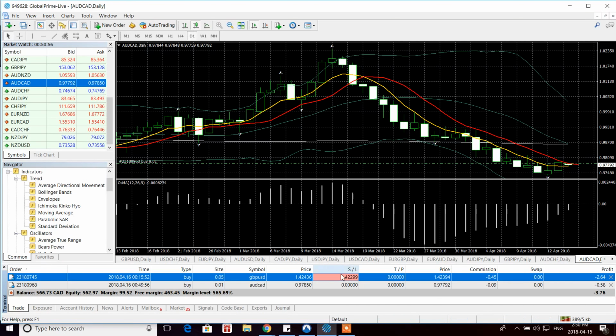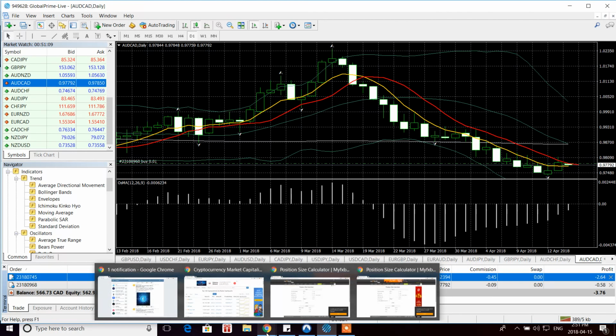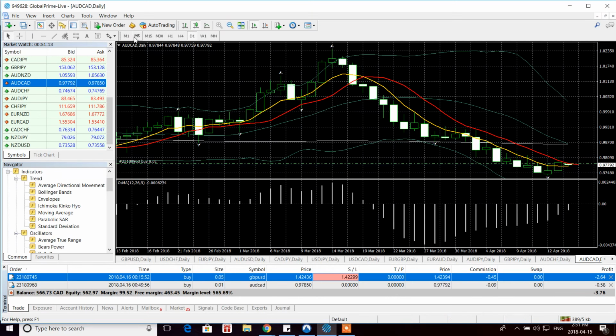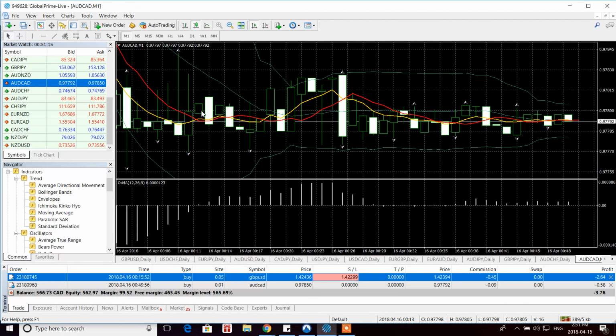Is it going to happen? We'll see. I don't know. Sometimes these things go the exact opposite. Sometimes it just looks like it's going to happen, and then boom, it goes the other way. Okay, so we'll see how that works out. I hope it works out well. So that's my strategy, and that's what I'm going to be doing today.